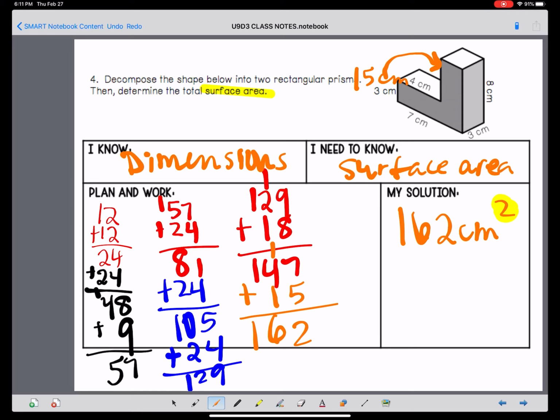After this, we're moving on to volume. So hopefully you have mastered the idea of finding the area of a rectangle, which is base times height, and the area of a triangle, which is base times height divided by 2.